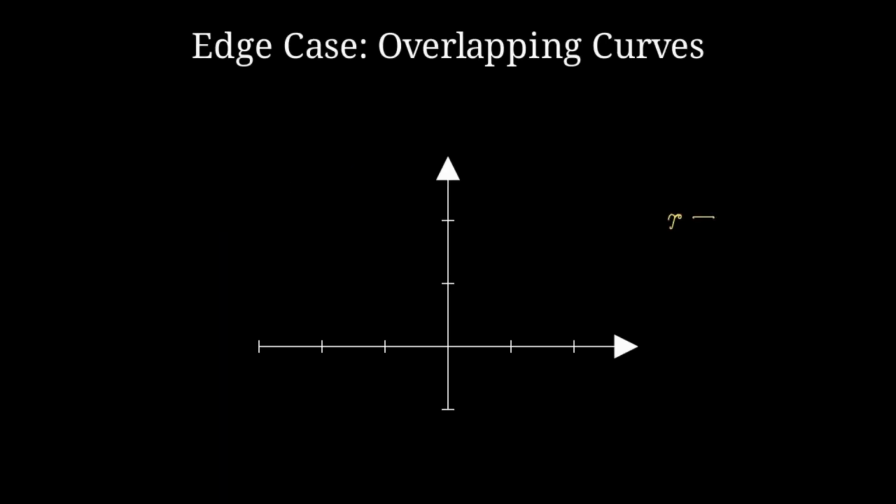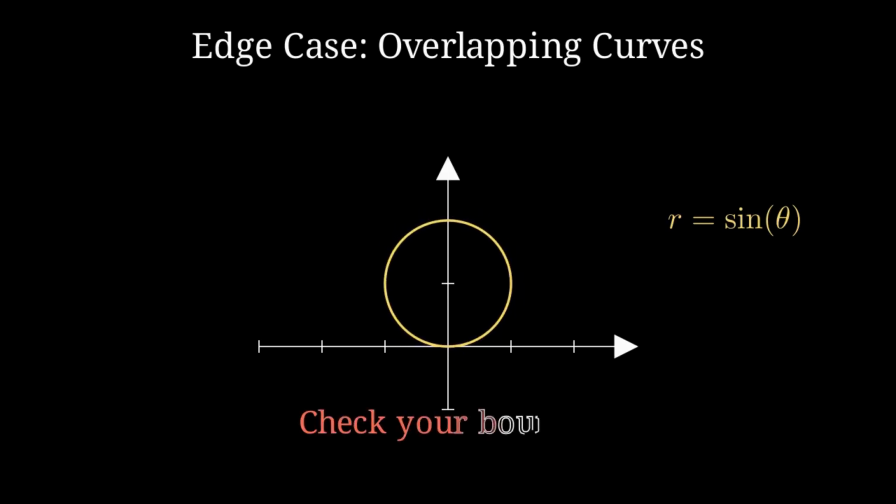A common trap is choosing the wrong integration bounds. For example, the curve r equals sine theta completes a full circle between 0 and pi. If you integrate from 0 to 2 pi, you will calculate the arc length twice, resulting in a distance double the actual circumference. Always check the period of your function.